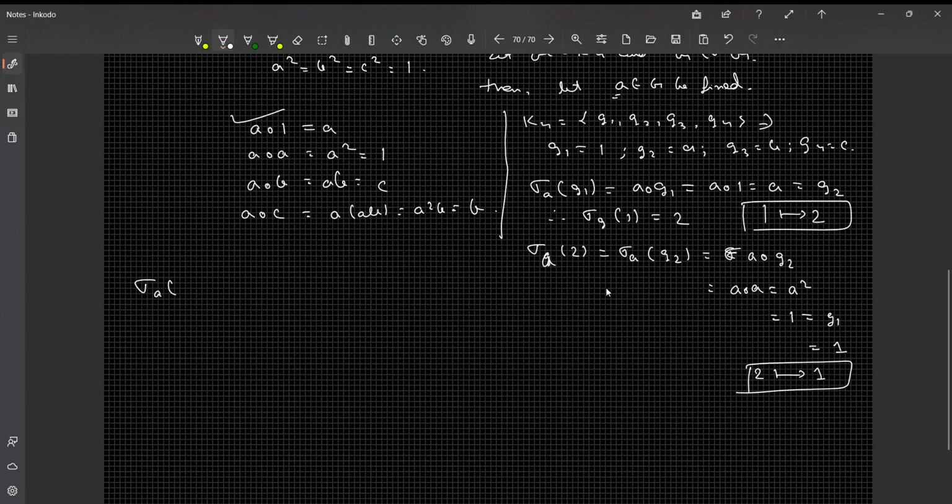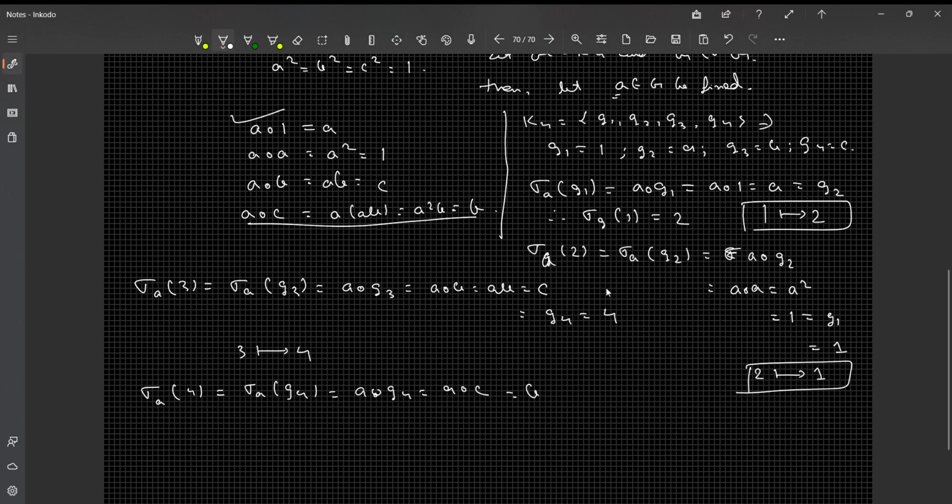And similarly, what is sigma A of 3? So sigma A of 3 is basically sigma A of G3, but that is A acting on G3, but G3 is B, so this is A acting on B, which is AB, but AB is considered as C, and C is considered as G4, I guess, right? G4. So the index is 4. Therefore 3 is getting mapped to 4, and similarly you will notice that sigma A of 4, which is sigma A of G4, which is A acting on G4, which is A acting on C, and A acting on C is B, so it is equal to B, and B is G3. So the index is 3. Obviously, there is some abuse of notation going on here because we cannot write G3 is equal to 3, right? But we are just writing that to show the correlation. So that means 4 is getting mapped to 3, right?